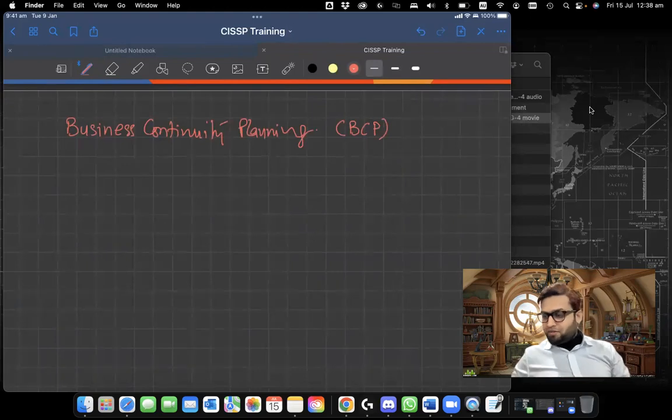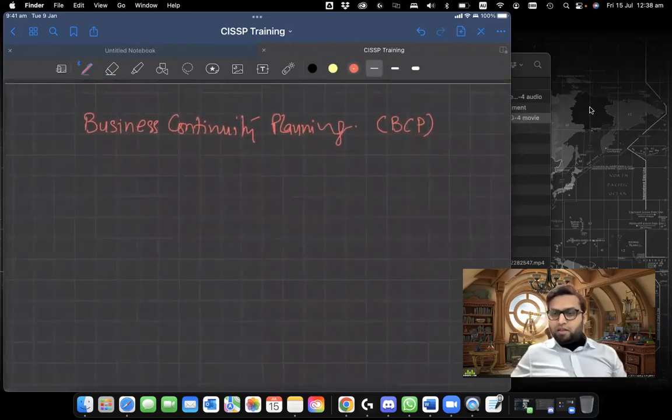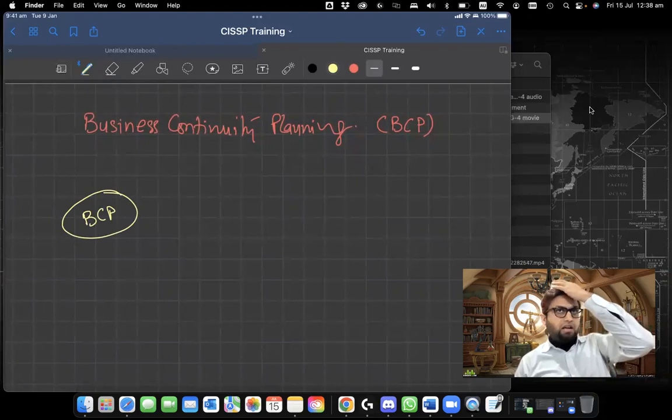So let's just start how this BCP looks like. I will try to explain concepts in a flow and a pictorial way so that you can relate to. So if we talk of BCP, we have to first think what we are addressing. So any process, any technology, or any set of teams, when we discuss the purpose of these three things in security and risk management in CISSP, we think in terms of CIA, confidentiality, integrity, and availability.